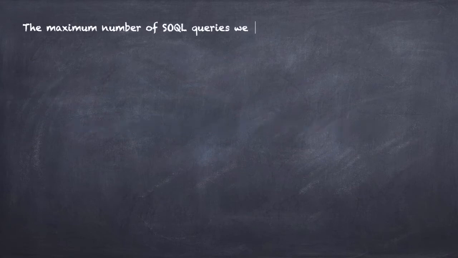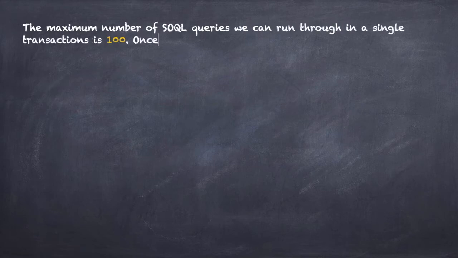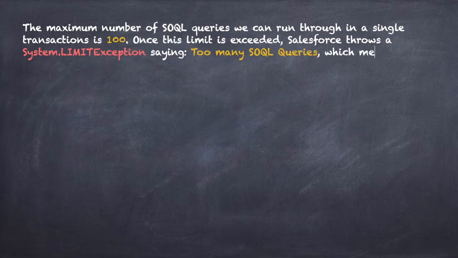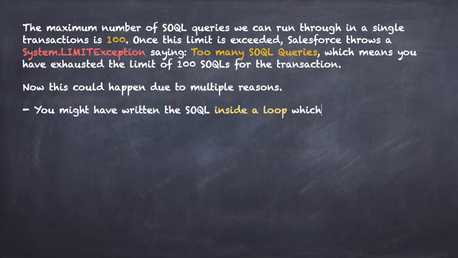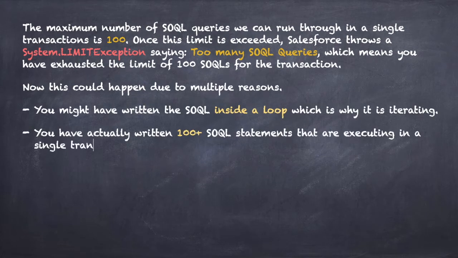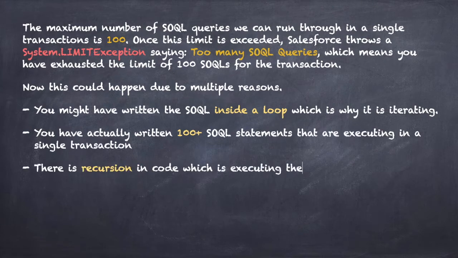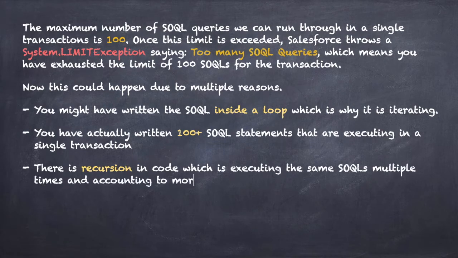So the maximum number of SOQL queries we can run in a single transaction is 100. Once this limit is exceeded, Salesforce throws a System.LimitException saying too many SOQL queries. Now this could happen due to multiple reasons. You might have written the SOQL inside the loop, you have actually written 100 plus SOQL statements, or there is recursion in the code.